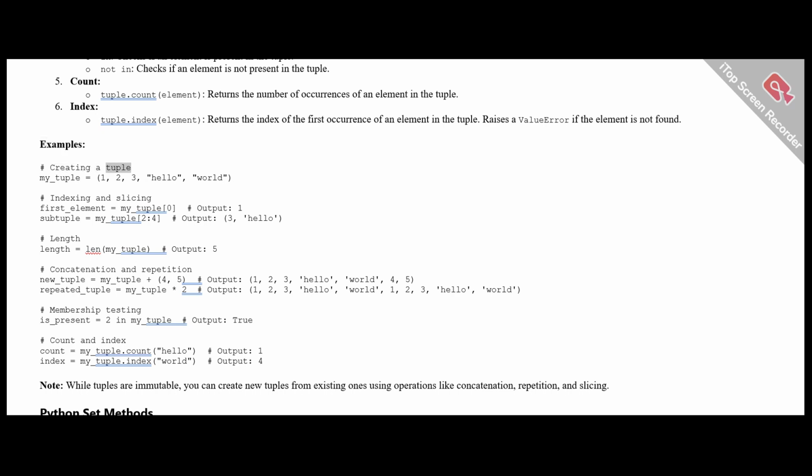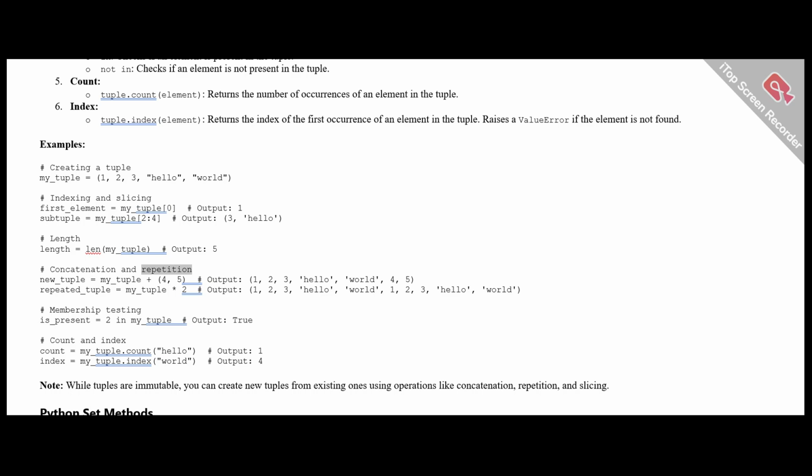Examples. # Creating a tuple. my_tuple = (1, 2, 3, 'hello', 'world'). # Indexing and slicing. first_element = my_tuple[0] # Output: 1. subtuple = my_tuple[2:4] # Output: (3, 'hello'). # Length. length = len(my_tuple) # Output: 5.